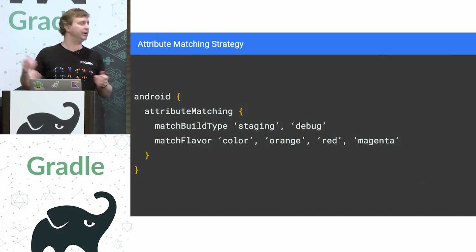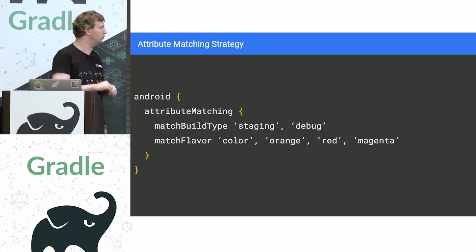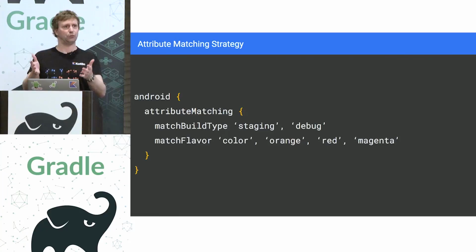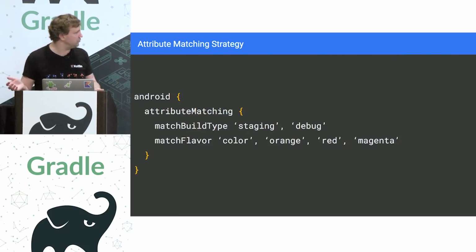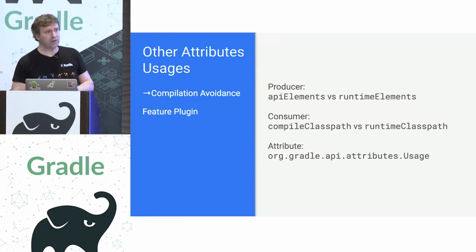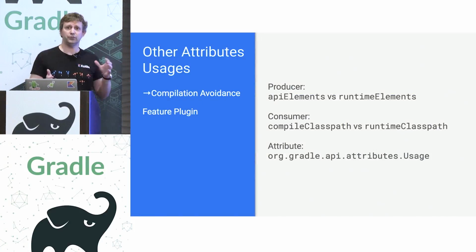And it's going to be an order, right? So for flavor, for dimension color, if orange is there, I'm going to pick it, right? It's priority, and then pick red. And if red is not there, then pick magenta or whatever, right? So it will be something like that. OK, so I want to mention there's some other usage of those attributes.